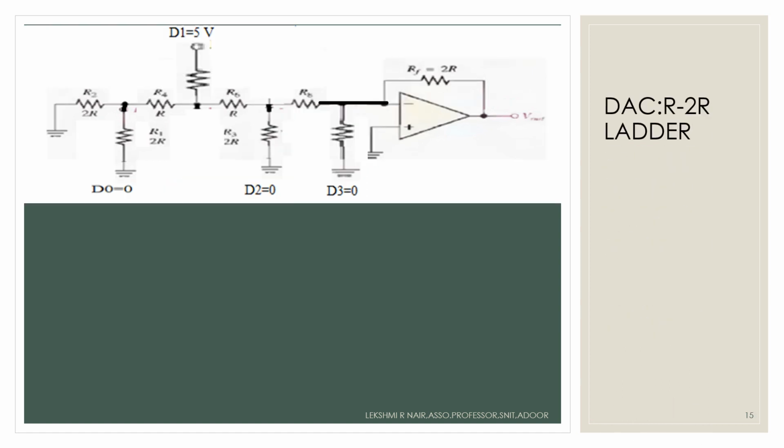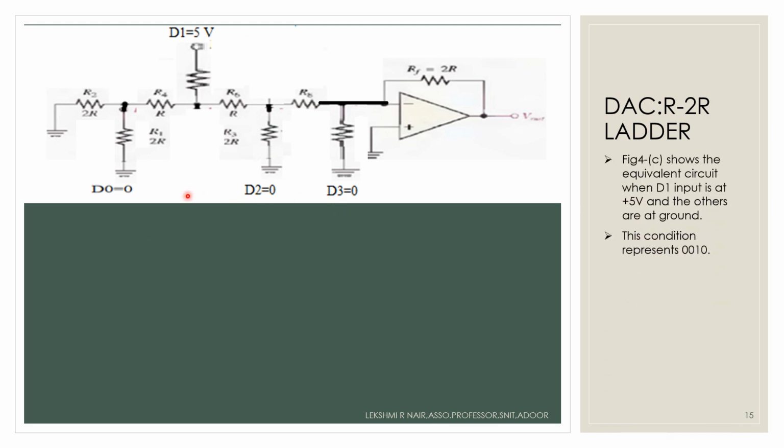Next, we will consider another example with D1 equal to 5 volt. Here D3, D2 and D0 are 0. What is the binary data? 0 0 1 0. Here the input is 0 0 1 0. Here, can you tell me how we can simplify this circuit?